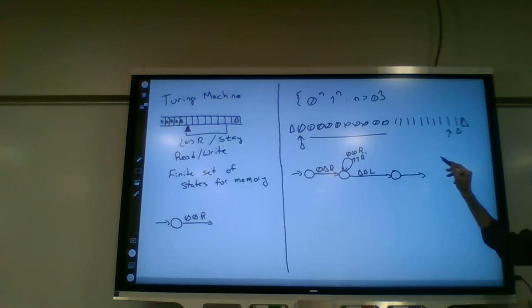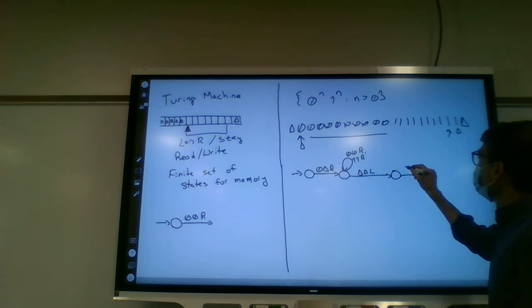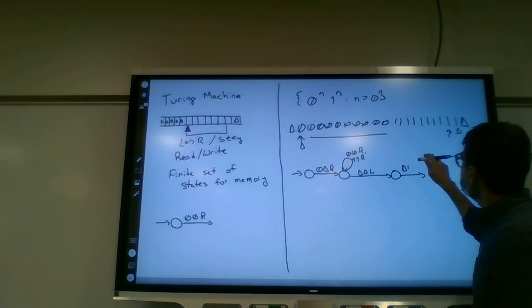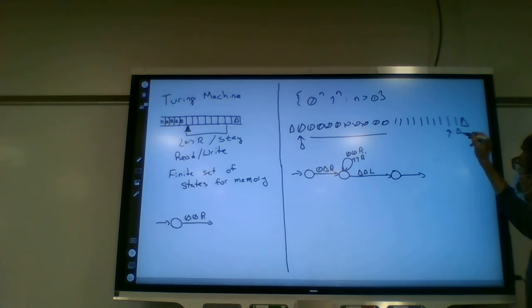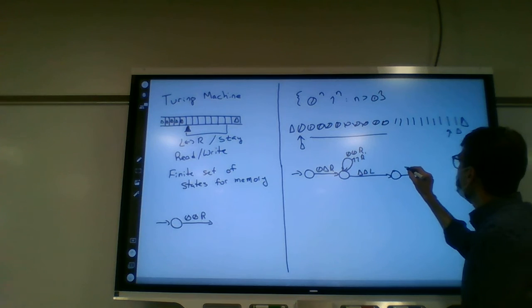So what happened? So now what are we doing? Let's see. We were here. We read a 1, wrote the delta, moved back to the left. Then we read a 1, wrote a delta, moved to the left.